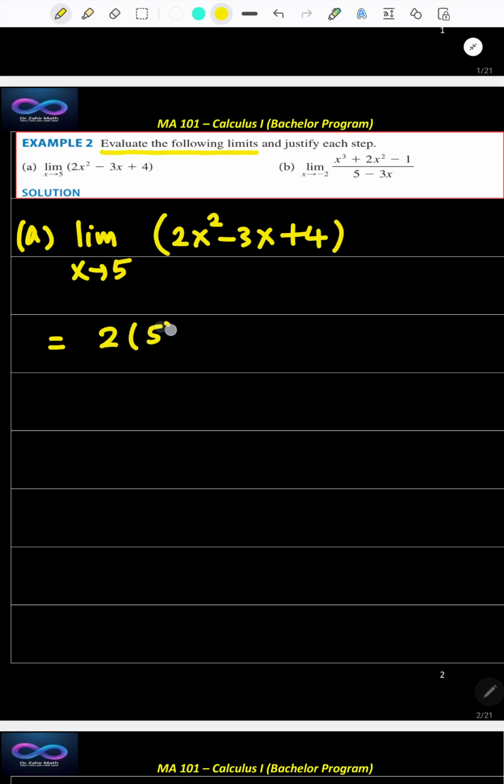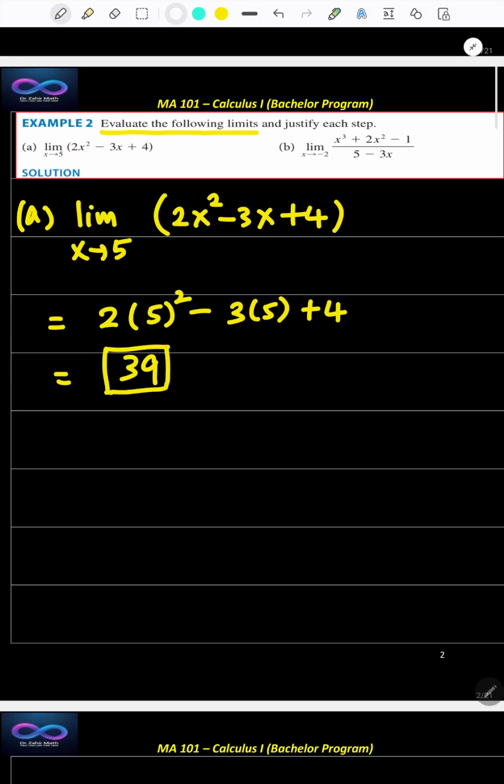So now we are putting 2 times 5 square minus 3 times 5 plus 4. Put it in the calculator. So it's 50 minus 15 plus 4, so it will be 39. But you can put it in the calculator, no problem. So let's go to the B question.